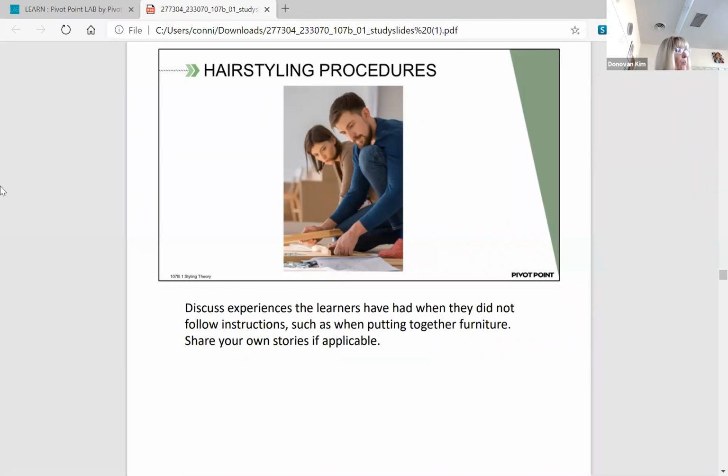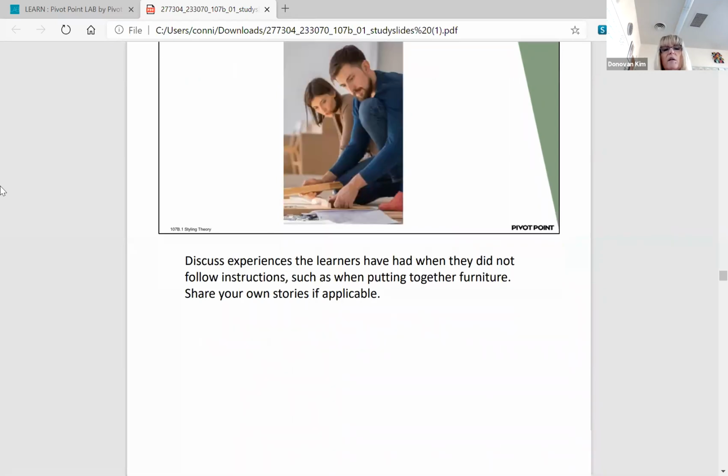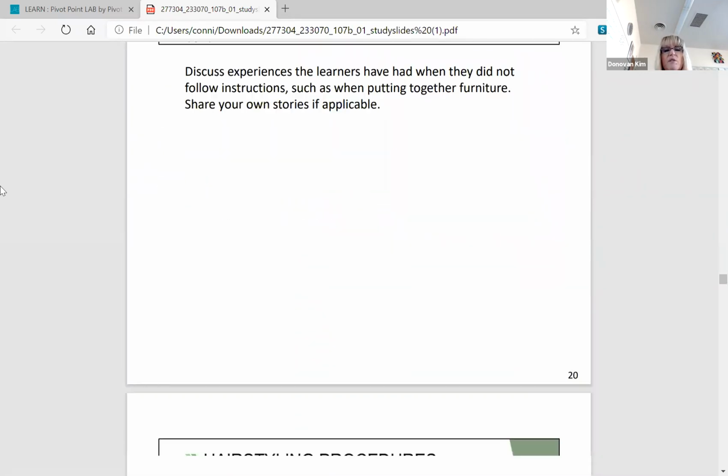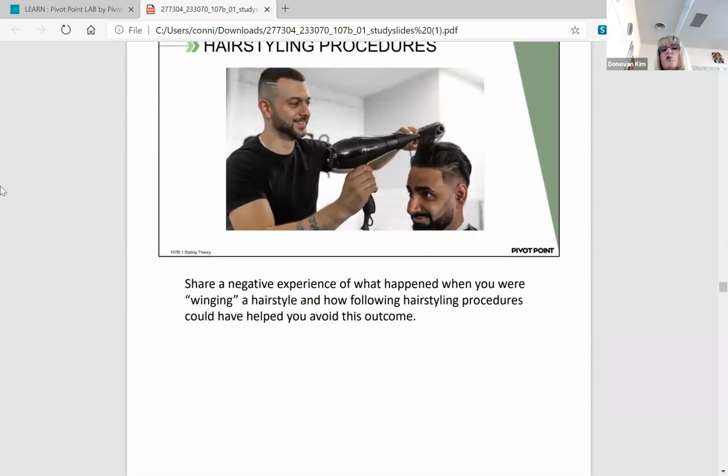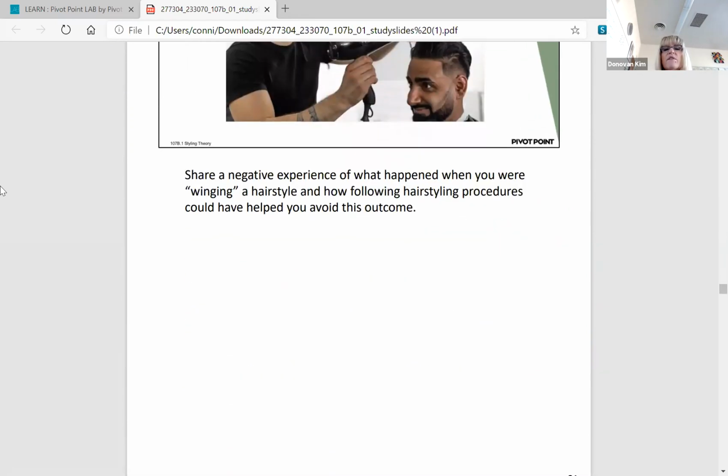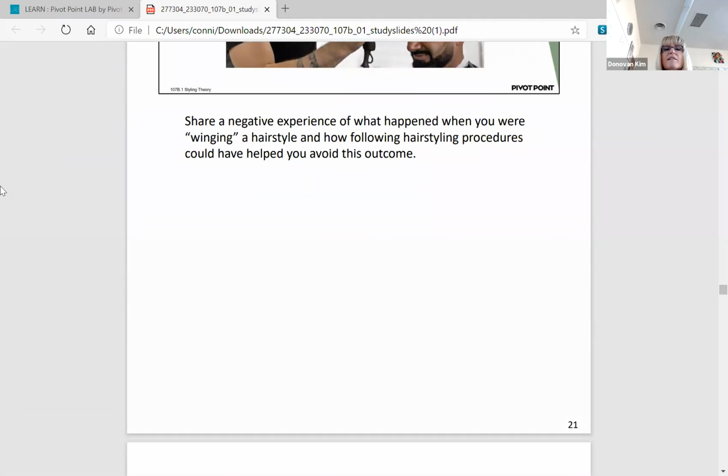So when we finish our haircut and we're getting ready to style the hair, there's some stuff to this that might make a little more sense. Blow dries, brushes, fingers, all of this stuff, but I like this: share a negative experience of what happened when you were winging a hairstyle and how following hairstyle procedures could have helped avoid this outcome.